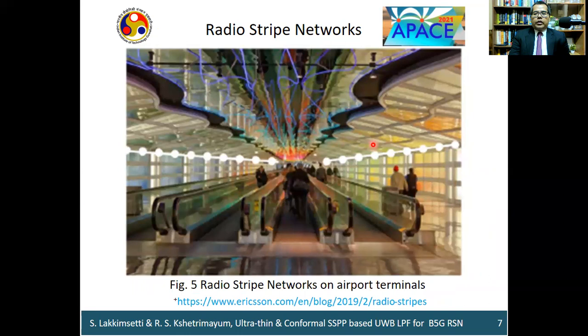Similarly, in the airport terminal, we can put radio strap networks on the walls of the airport terminals.